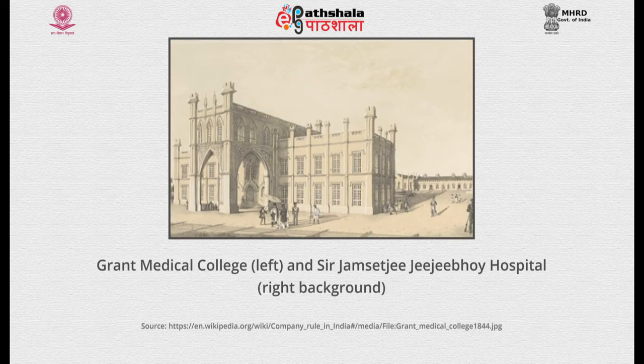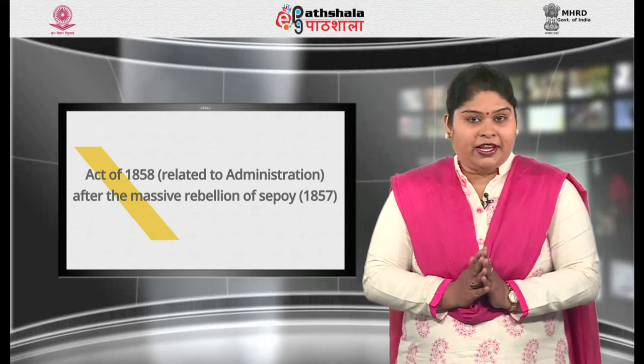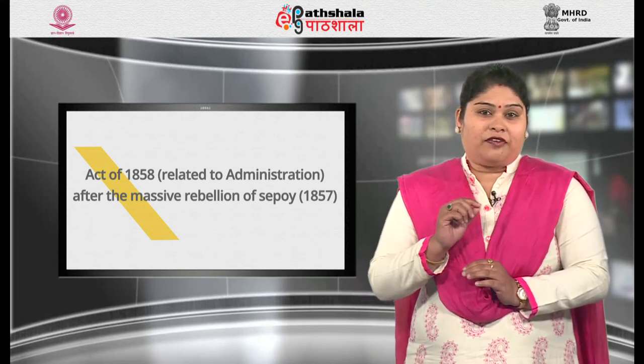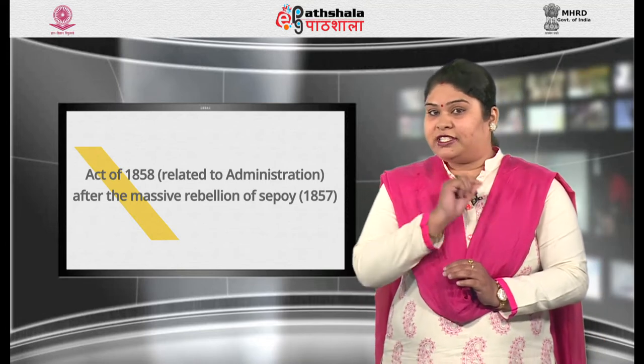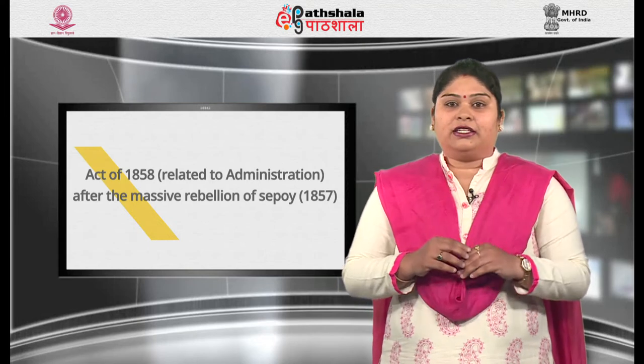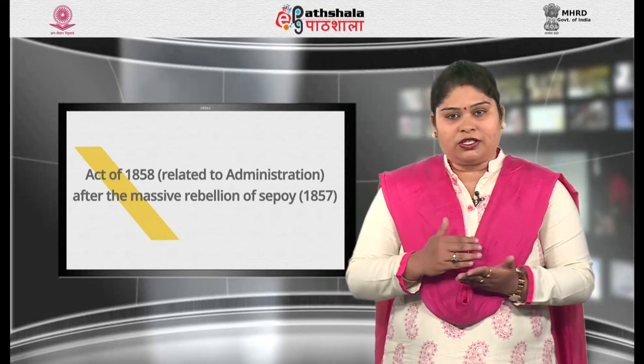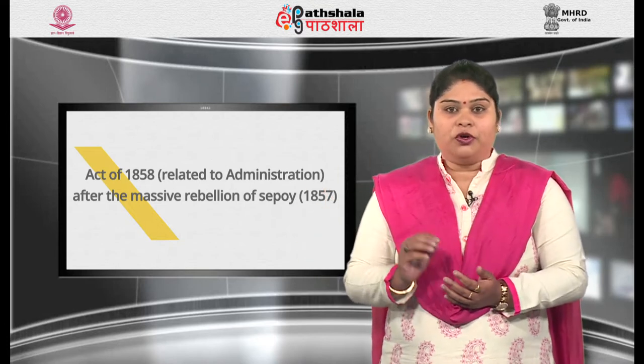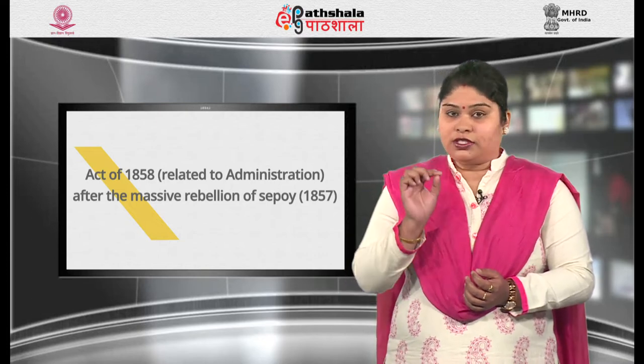Departments of Public Instruction were created in 1857 in each of the five provinces, that is Bengal, Bombay, Madras, Northwestern Province and Punjab. The provincial governments could not even appoint a teacher without sanction from the center. Next came the Act of 1858 related to administration after the massive rebellion of Sepoys in 1857. In 1858, the regime of the East India Company ended and the government of the country passed into the hands of the British Crown. Now, an extreme form of centralization was introduced.